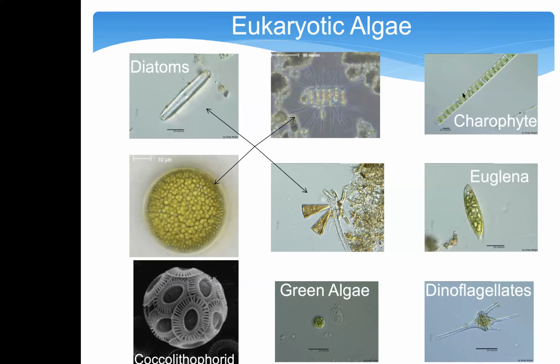But this is a charophyte, which is actually a relative of some early branching relatives of land plants. Euglena, that you've probably seen before. Dinoflagellates have this tripod shape. And then there's some simpler things like green algae and coccolithophorids.